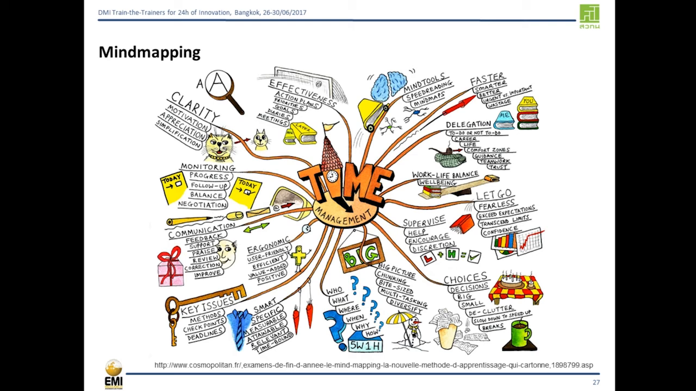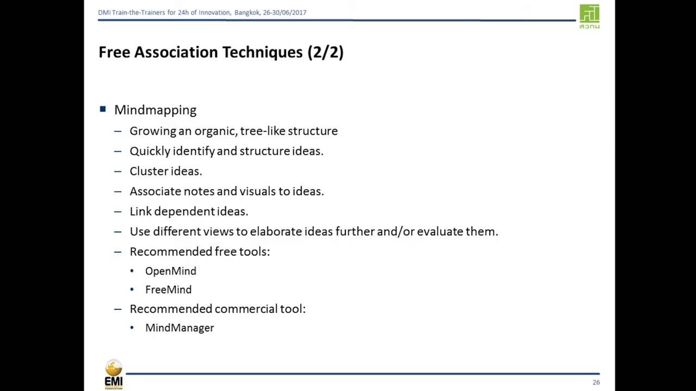Also, mind maps are visual. Yeah? And tools also allow you to enrich your mind maps with icons and pictures, and many people are much more visual than text-oriented. And so it's nicer to visualize and helps keep an overview of the ideas that you have generated. Yeah? So it's about growing an organic tree-like structure. It's about dynamically structuring ideas.